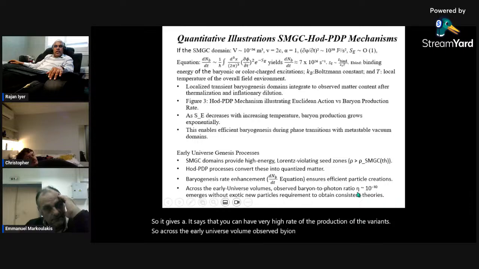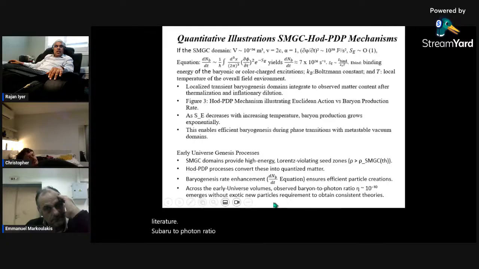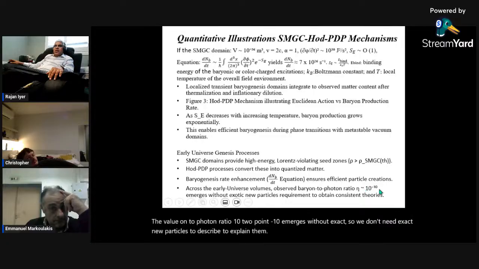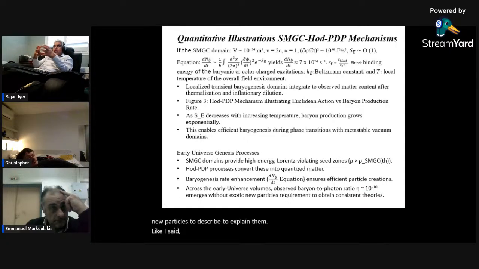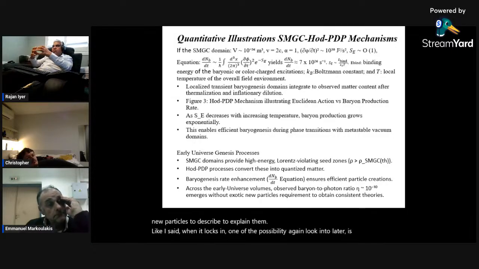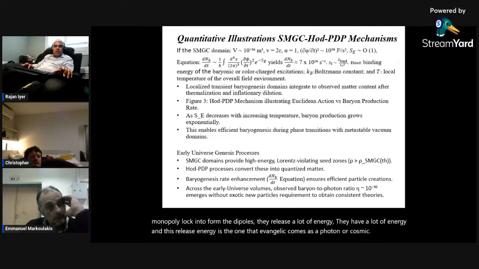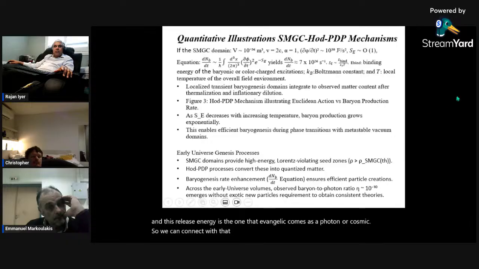So this is again from literature. The baryon to photon ratio of 10 to the power minus 10 emerges without extra ingredients. We don't need extra particles to explain it. Like I said, when it locks in, one possibility, to look into later, is that when these monopoles lock in to form the dipoles, they release a lot of energy. They have a lot of energy, and this released energy is what eventually comes out as a photon or cosmic background. So we can connect with that and see how well they work.